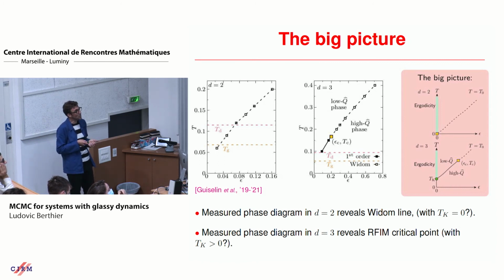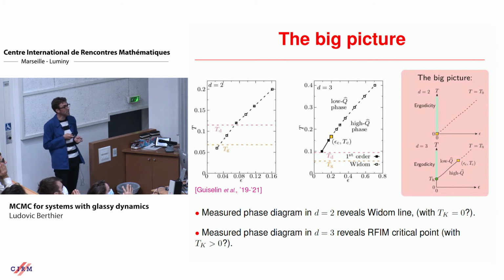This is, I think, the best extrapolation that comes from the simulations. I told you in 2 dimensions, we can go very low in temperature, and we find nothing like a phase transition down to 0 temperature, and it all extrapolates to a 0 temperature critical point.